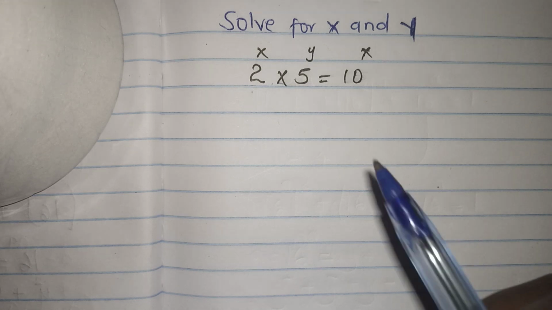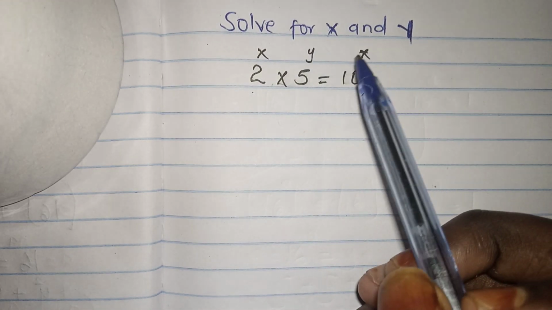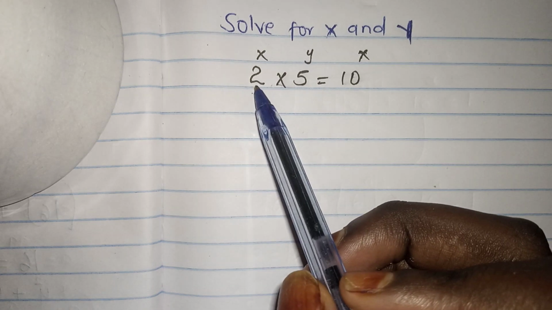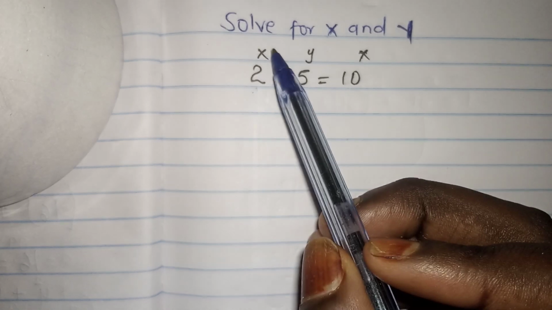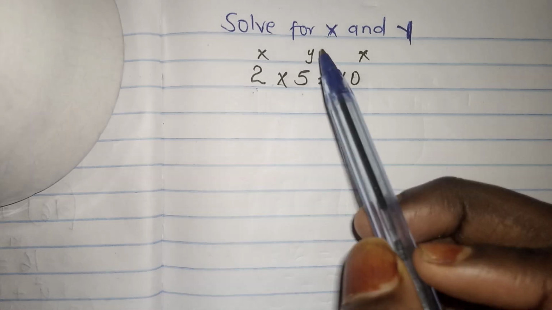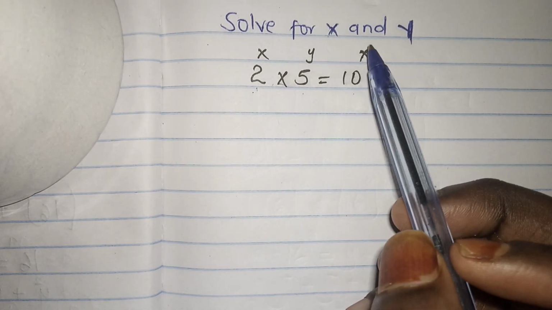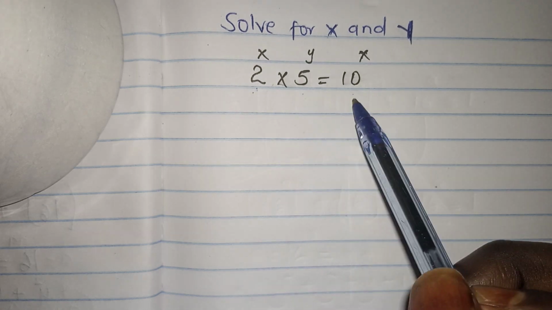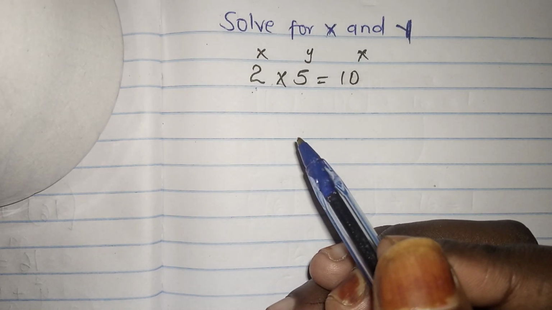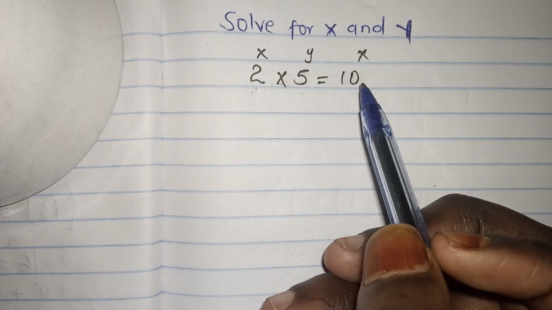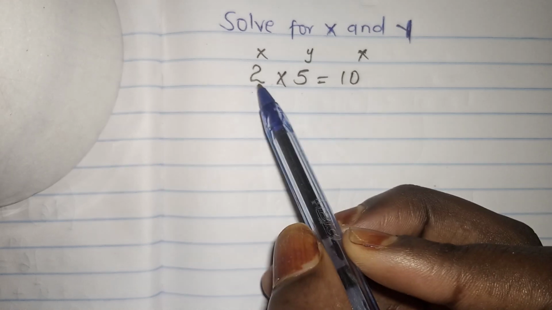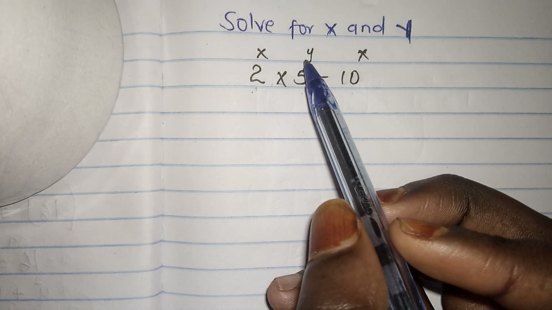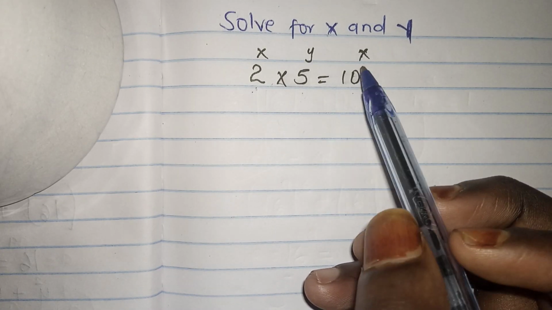So today we want to solve for x and y. We want to solve for the value of x and y when given 2 to the power of x times 5 to the power of y is equal to 10 to the power of x, and we want to solve using this equation. So we will begin by dividing any term on both sides. You can decide to divide 2 to the power of x, or 5 to the power of y, or 10 to the power of x.